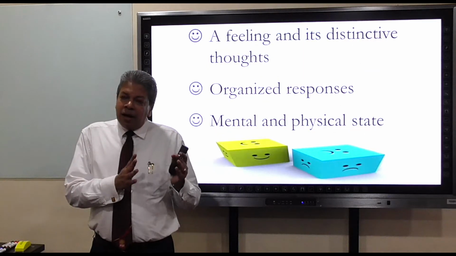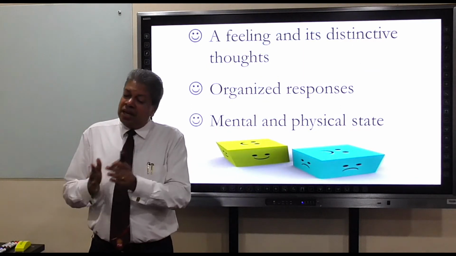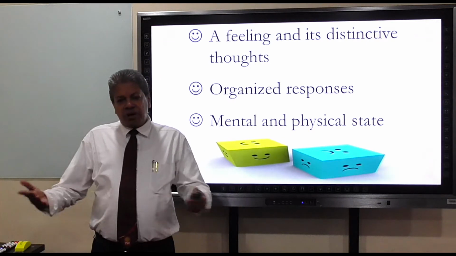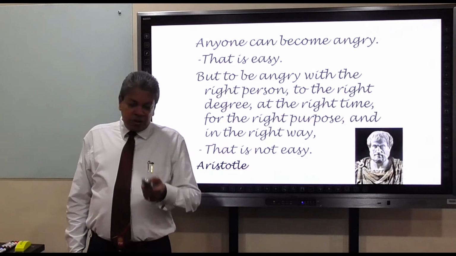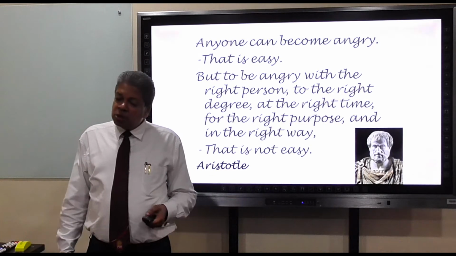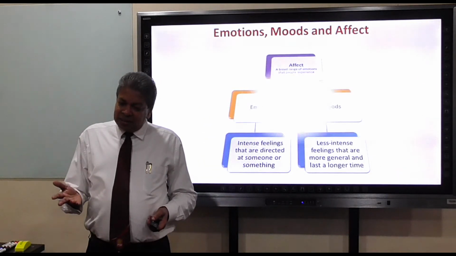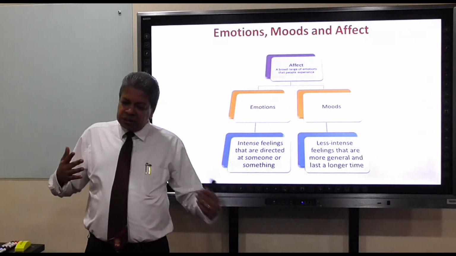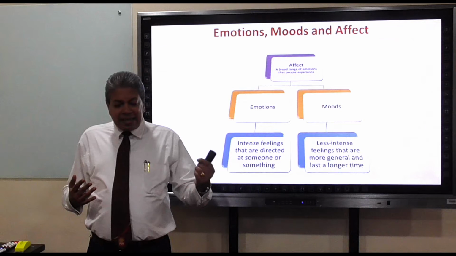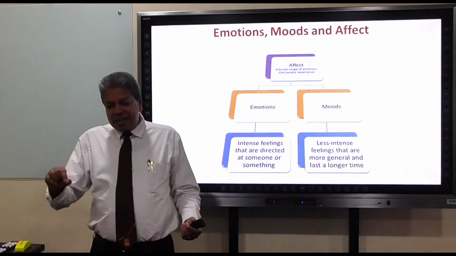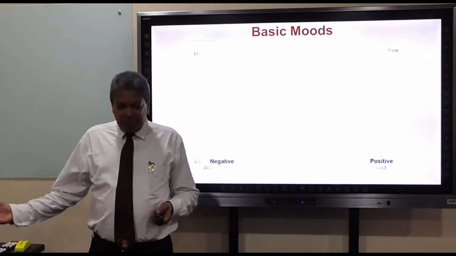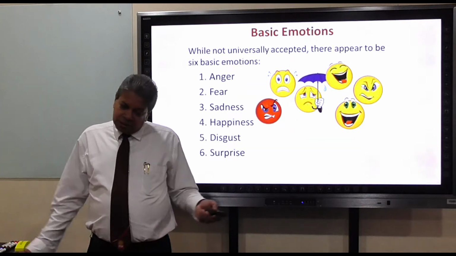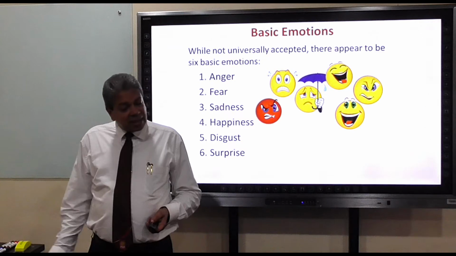And then it's E equals F plus T. We identified emotion equals feeling plus associated thoughts, and we got some examples in the classroom. So what Aristotle said, the need to have emotional maturity, and we had this wonderful diagram. Affect is the large domain where emotions are intense feelings, intense but short duration. Moods are less intense but long duration. The basic moods we identified. Then basic emotions, six: anger, fear, sadness, happiness, disgust, and surprise.